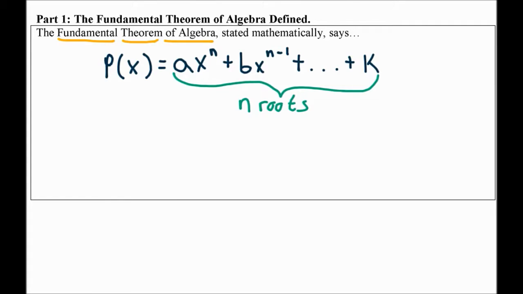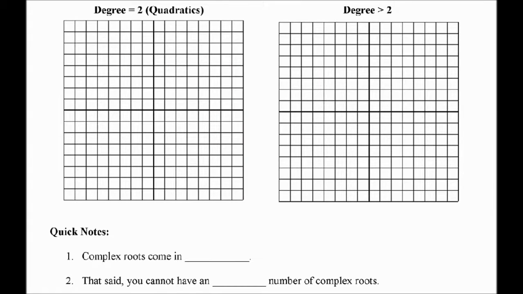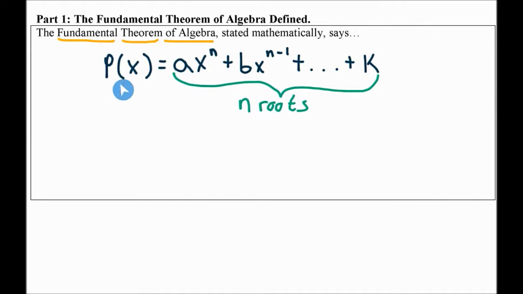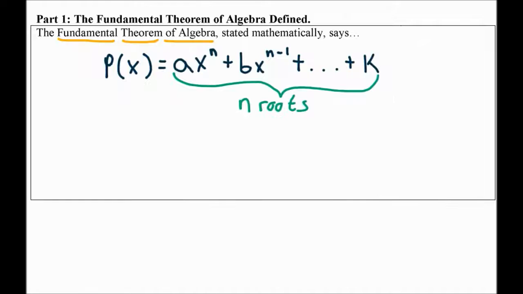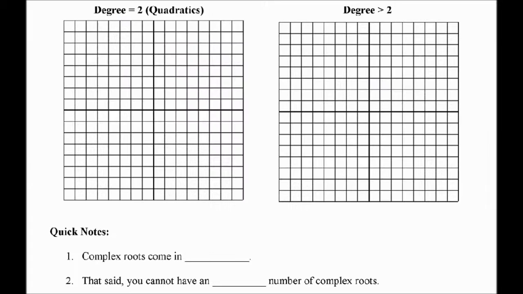So let's look at this on a graph first, because graphs put a nice visual representation to what we're saying. So the fundamental theorem of algebra, in general, is this expression that I am circling here. This p of x is equal to all of these terms on the right-hand side. And it says that we're going to have n roots. So let's look at that on a graph.